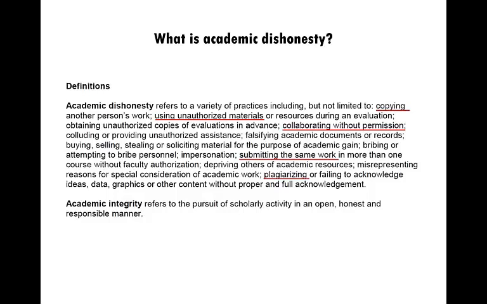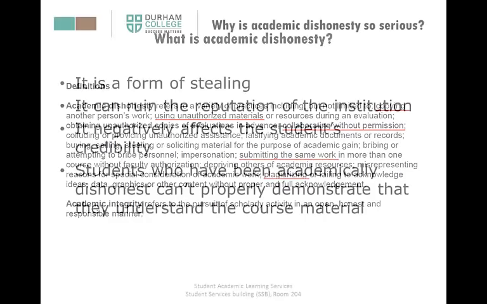And finally, and I'll actually focus on this a fair amount in the rest of the video, is plagiarizing. And plagiarizing is when you fail to acknowledge where you got your information from, and that information could be ideas, it could be data, it could be graphics. If you don't acknowledge where that information came from, that's considered plagiarism, and plagiarism is a form of academic dishonesty.